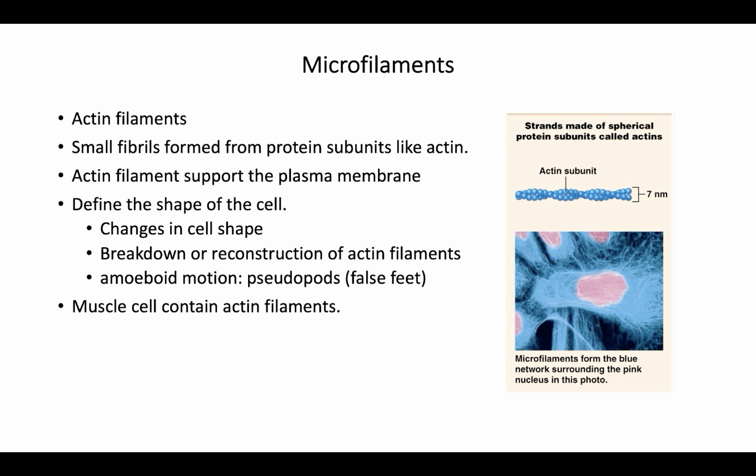Sometimes a cell can change shape, and changes in cell shape involve the breakdown and reconstruction of actin filaments. For example, an amoeba can form a pseudopod. Here, pseudo means not real, fake. Therefore, pseudopod means false feet. How can the pseudopod be formed? Microfilaments play a role in extension and retraction, especially when the amoeba captures food by pseudopod. These changes in shape allow some cells to move around.